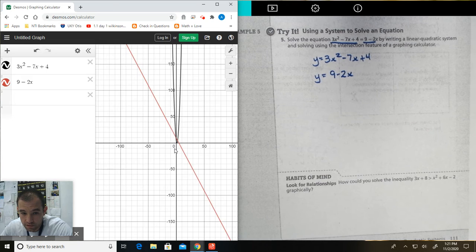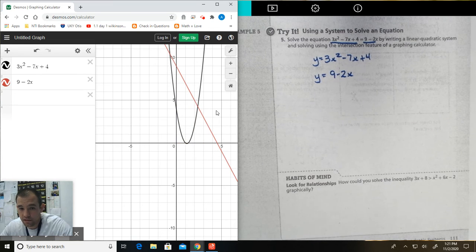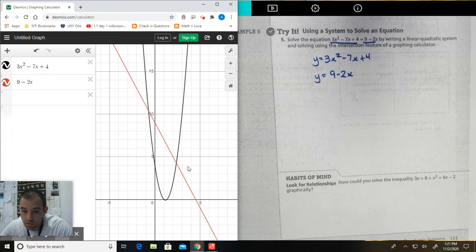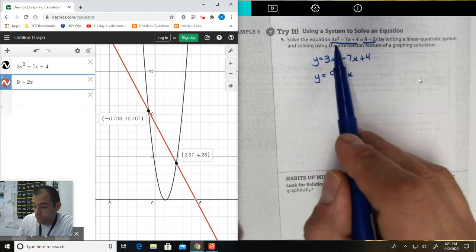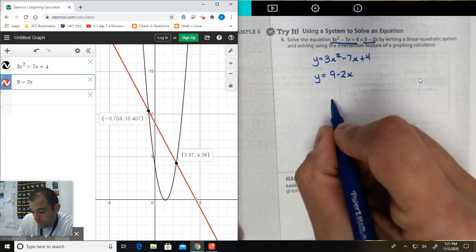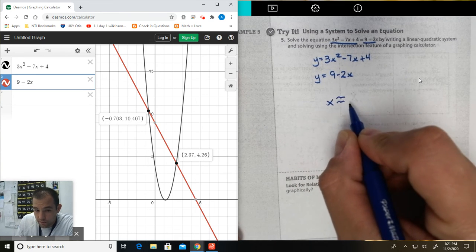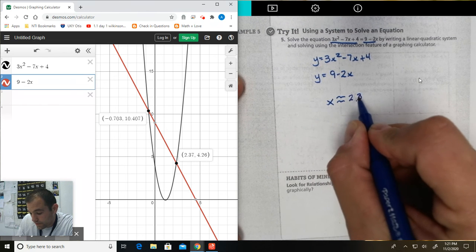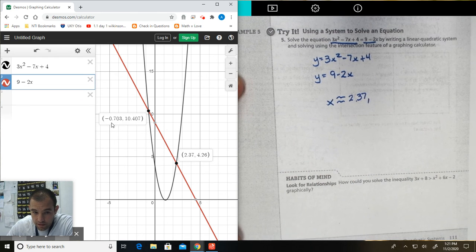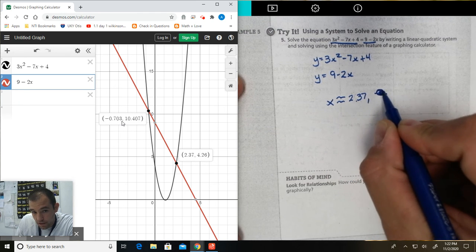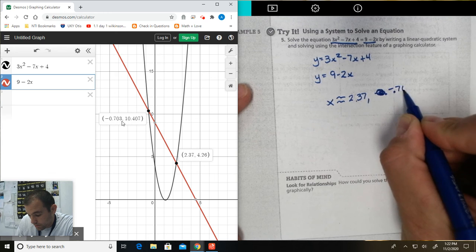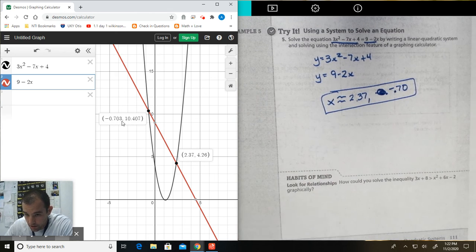And so here is this graph. And look, I can see where these two cross. They cross once right there, and they cross once right there. Alright, so the only thing I need to know in this problem, there's no y. Notice there's no y up here, so I just need to know the x values. So the x values are approximately 2.37 and negative 7.0. Whoops, I lied. Negative 0.70. There's my two answers. Okay?